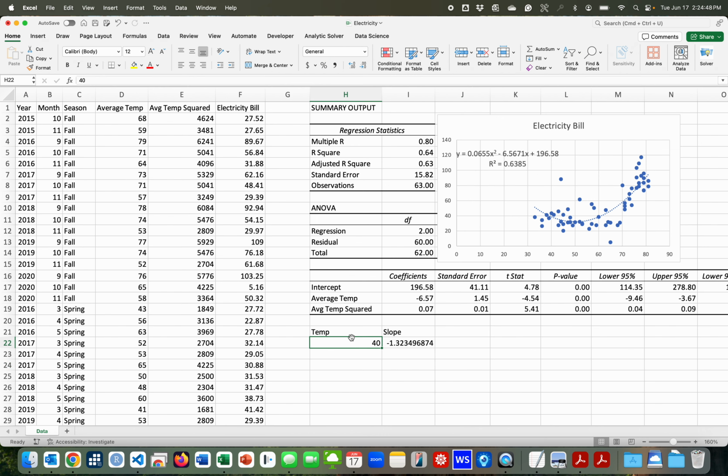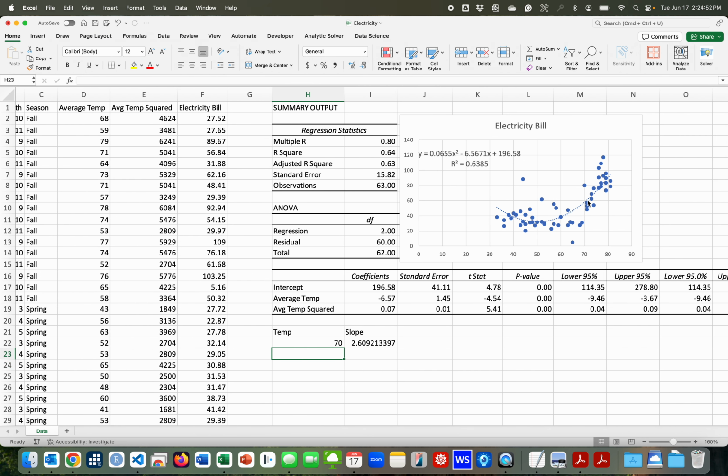Now if we put 70 degrees, we get a positive coefficient. And if you look over here at 70, the slope of that estimated regression line is positive. So this tells us when it's 70 degrees outside, if the average temperature for the month increases by 1 degree, we'd expect the utility bill to increase by $2.61. So this is how we determine the slope, or the effect of the independent variable on the dependent variable, when we model something using a polynomial.